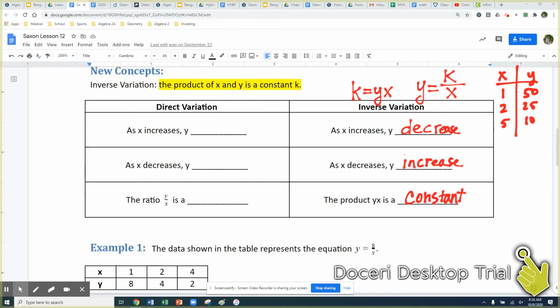Now, direct variation is something we'll also take a peek at today. We had it back in lesson 8. With direct variation, as one of your variables increases, the other increases. As one decreases, the other decreases. So they're going to go up and down proportionally. And the ratio y divided by x is always going to be constant. So with direct variation, our variables increase at the same rate, proportionally. With inverse variation, they're going in separate, opposite directions.